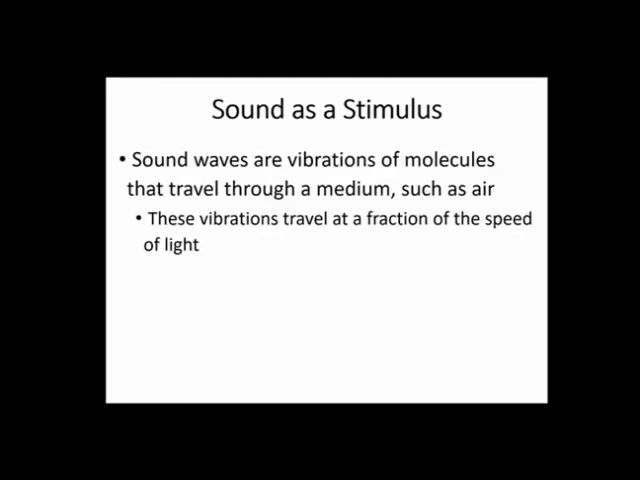Now, for each of our senses, instead of starting with a straight definition, we're going to start mostly with talking about what stimulus each system is using. So in the case of our auditory system, our sense of hearing, our stimulus is sound, and specifically sound waves. So sound waves are vibrations of molecules that are traveling through a medium. In most cases, that medium is air. So when we hear a sound, we're picking up on vibrating air molecules, and they're vibrating in a particular pattern that allows us to tell what sound they're associated with.